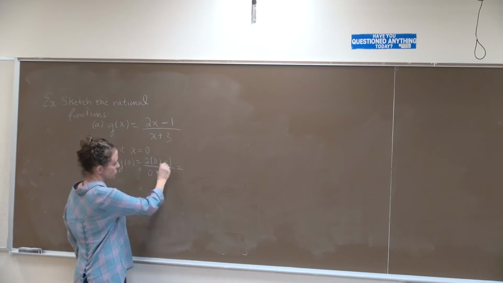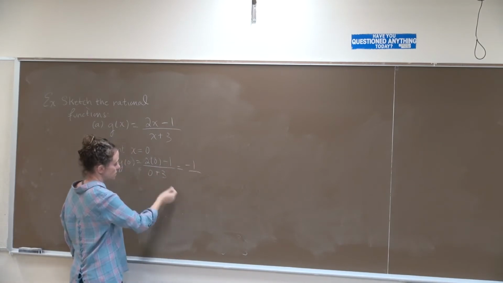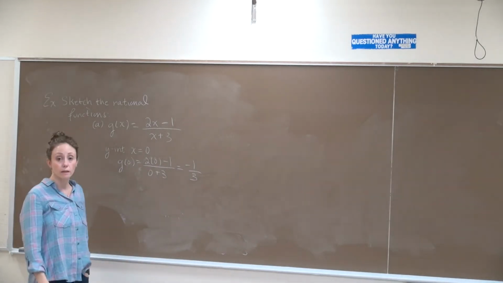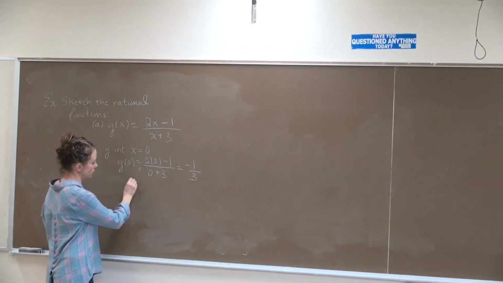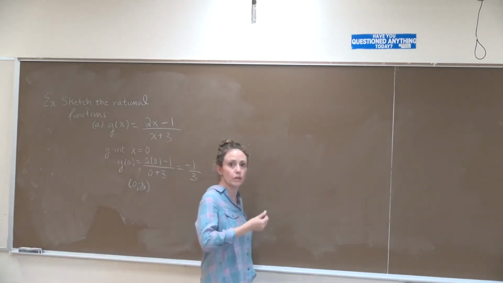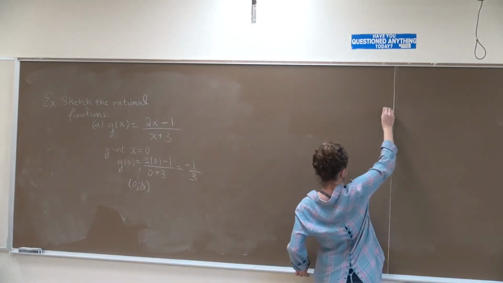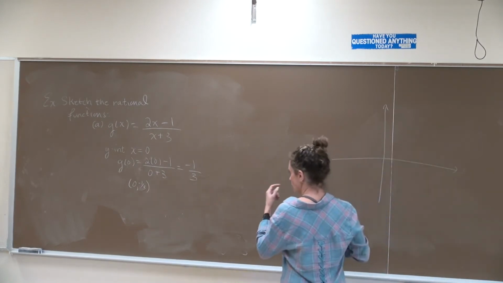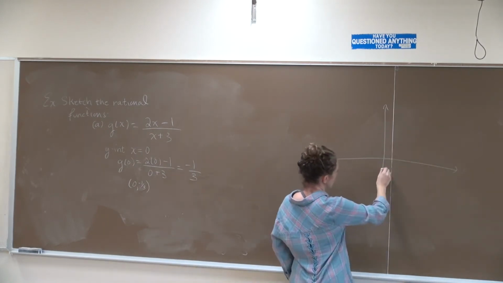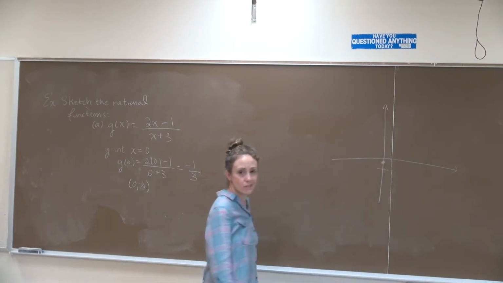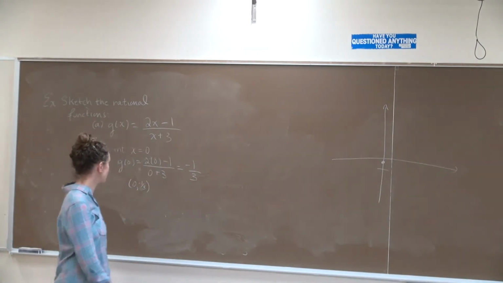And then it looks like 2 times 0 minus 1 is -1. 0 plus 3 is 3. So I have a y-intercept at -1/3. So the ordered pair 0, -1/3 is going to be on my graph. So I'm going to start putting together the information that we need on the graph right here. Okay, let's graph that ordered pair 0, -1/3. Well, right around here is -1/3 on the y-axis. So there's one point that's on our y-axis.